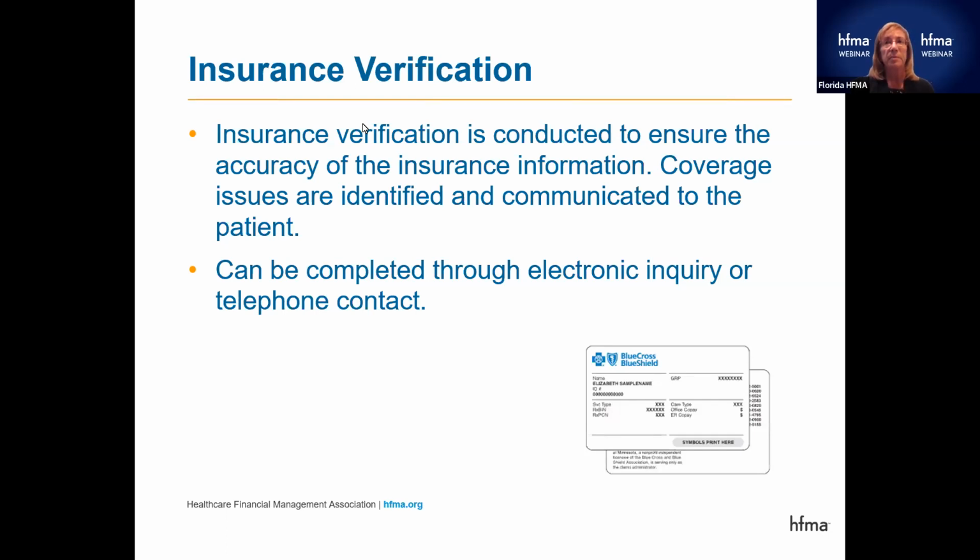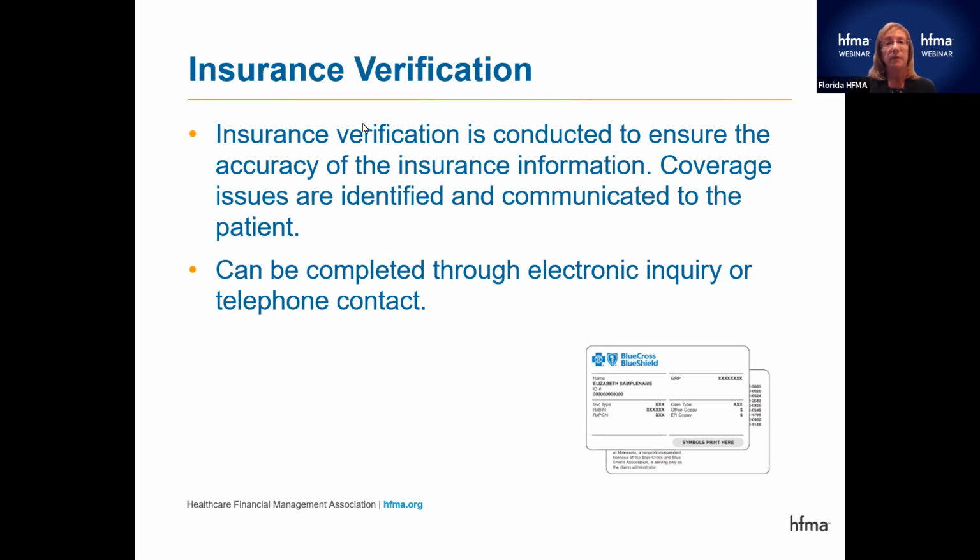Insurance verification can be completed through electronic inquiry or telephone contact. Most major health insurance payers, including Medicare and Medicaid, offer electronic verification via the ANSI 270-271 transaction set. Electronic inquiry provides the fastest, most cost-effective and efficient way to complete insurance verification and should be used whenever available. Electronic verification may be automated through the registration system or initiated manually via the payer's website.